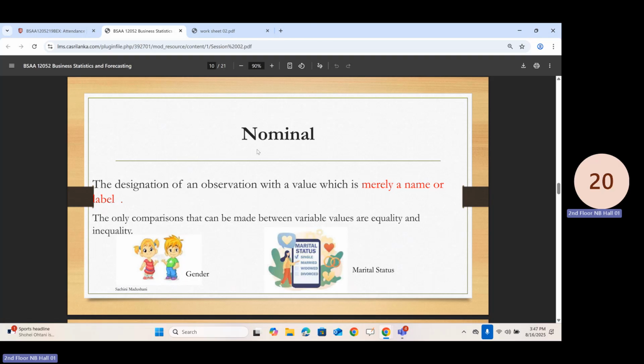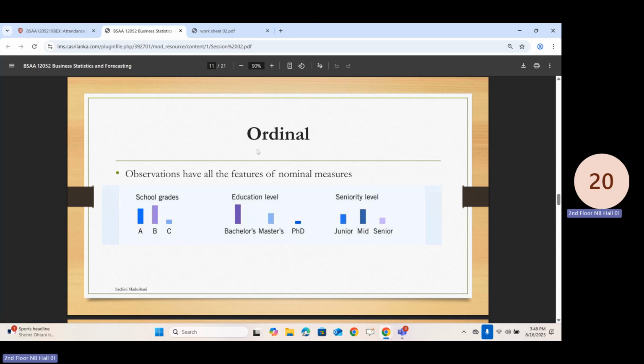What are the characteristics? We can label it. We can get the count of each category. Then we can apply equality and inequality. Then for the second one, memorize these four levels of measurement in order. Okay, the order is important. First starting from the nominal, then we move into the ordinal.